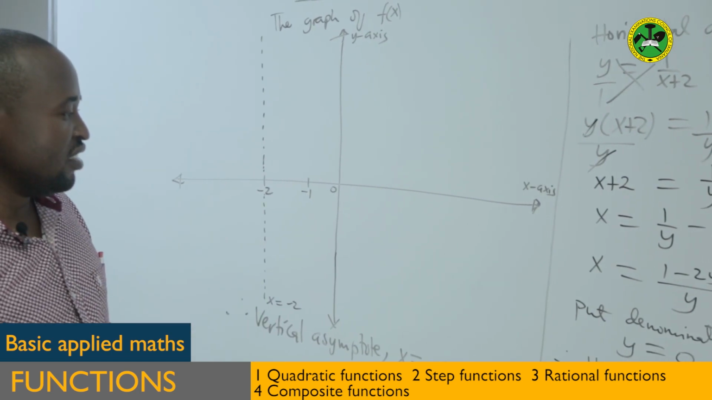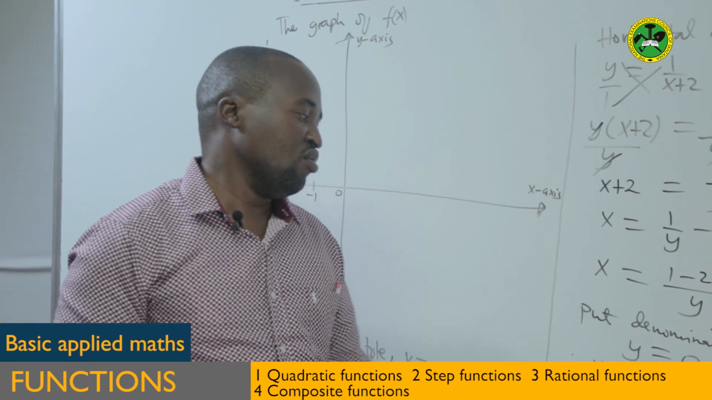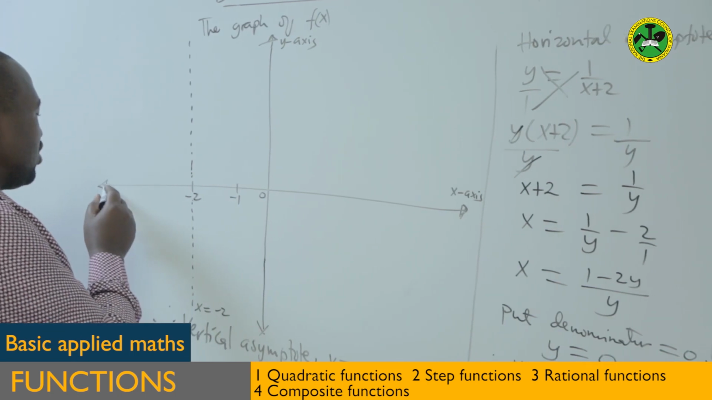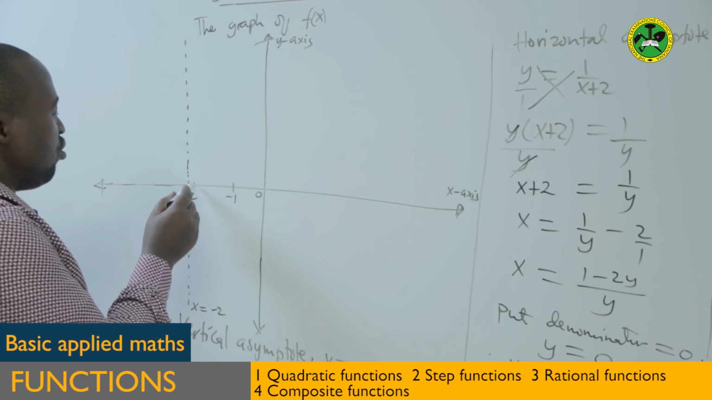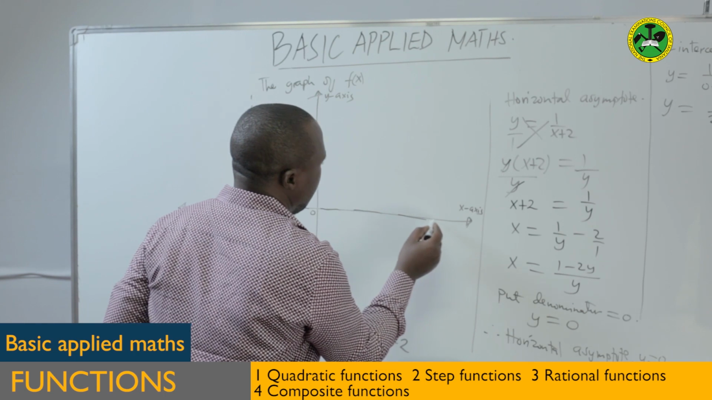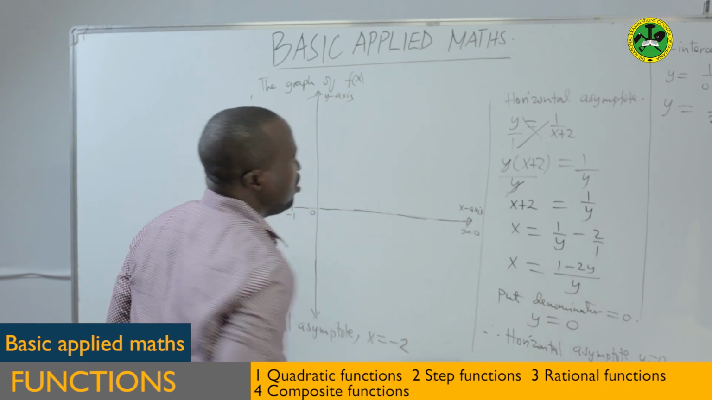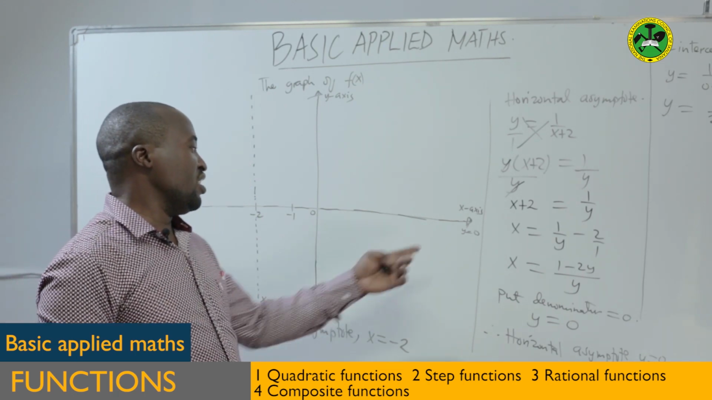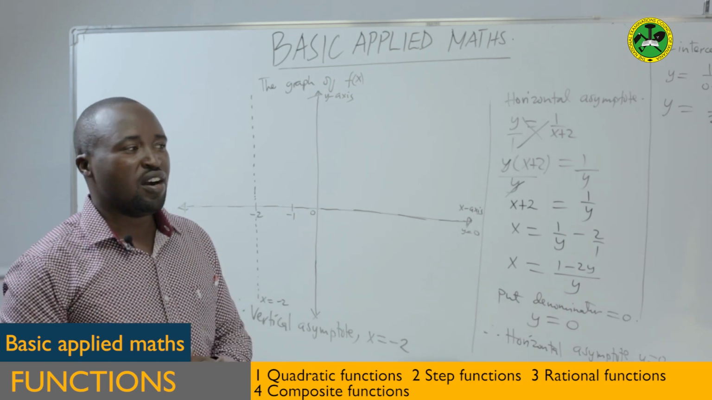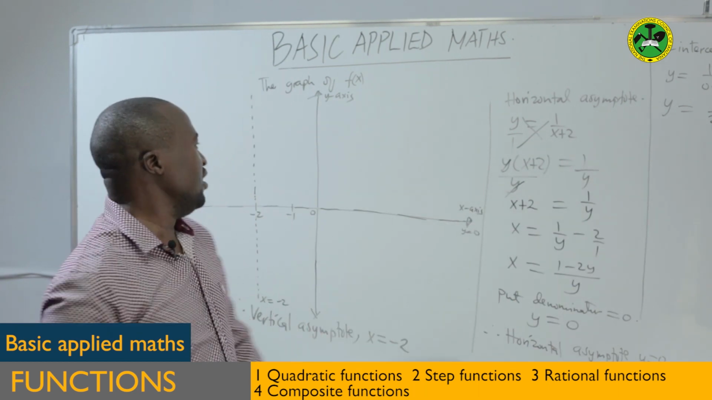Now another asymptote is what we call the horizontal asymptote, when y is equal to 0. Now where is y equal to 0? It will be along the x-axis. So the dotted line will be along the x-axis. So this one, of course, we also call y is equal to 0. It is a point where 0 is not included in our graph.